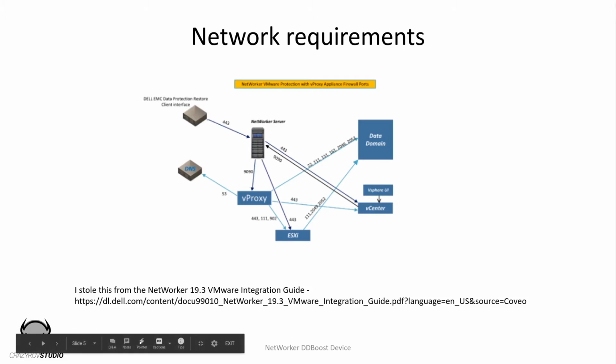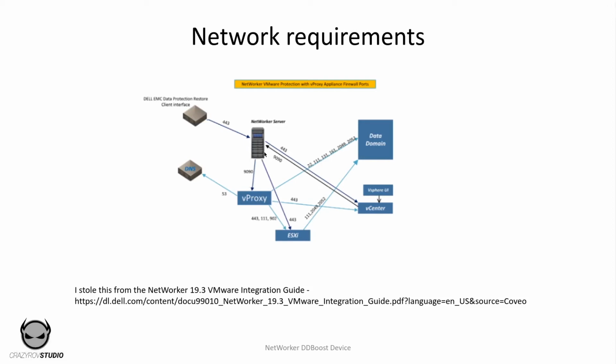From the NetWorker server to the vProxy appliance, we need port 9090. This is for the NVP web service calls and to initiate and monitor operations like backups and recoveries. Then from the NetWorker server to the vCenter, we need port 443, which is HTTPS, and this is to enable the VMware view in NMC in NetWorker and also for administering the controls there.